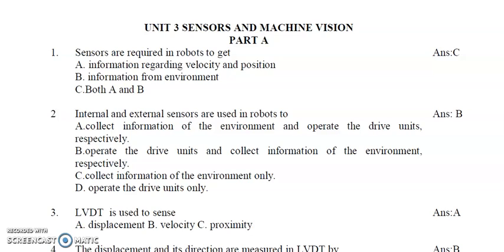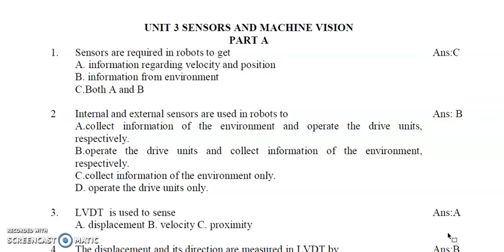So question 1, sensors are required in robots to get. The choices are A, information regarding velocity and position, B, information from environment, C, both A and B. So the answer is C. So there are two kinds of sensors used in robots. One is to collect the information regarding velocity and position. They are called as internal sensors. And B, some sensors are used to collect information from the environment. They are called as external sensors. So both kinds of sensors are used in robots. So choice C is the correct answer, both A and B.